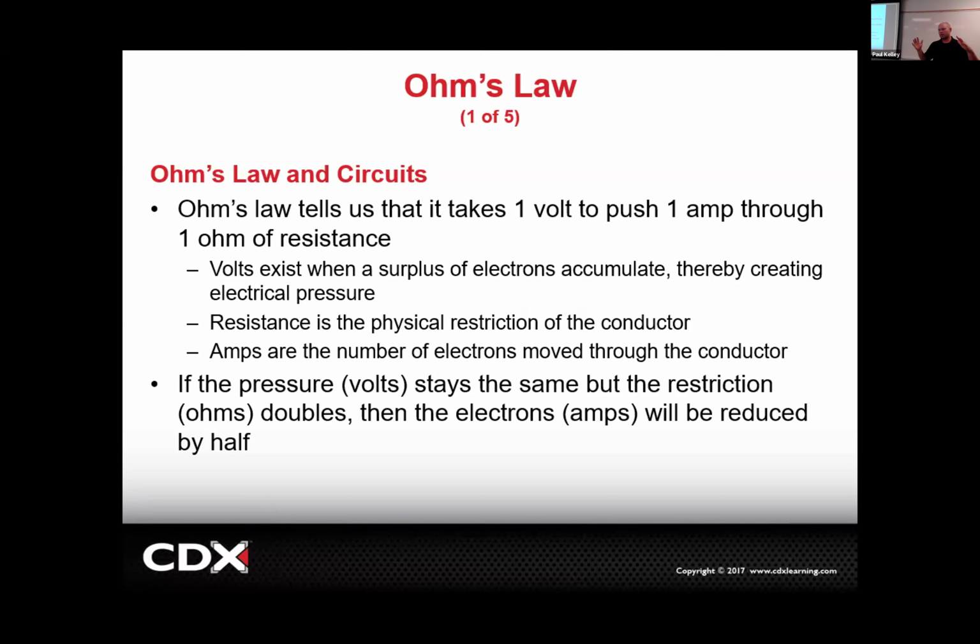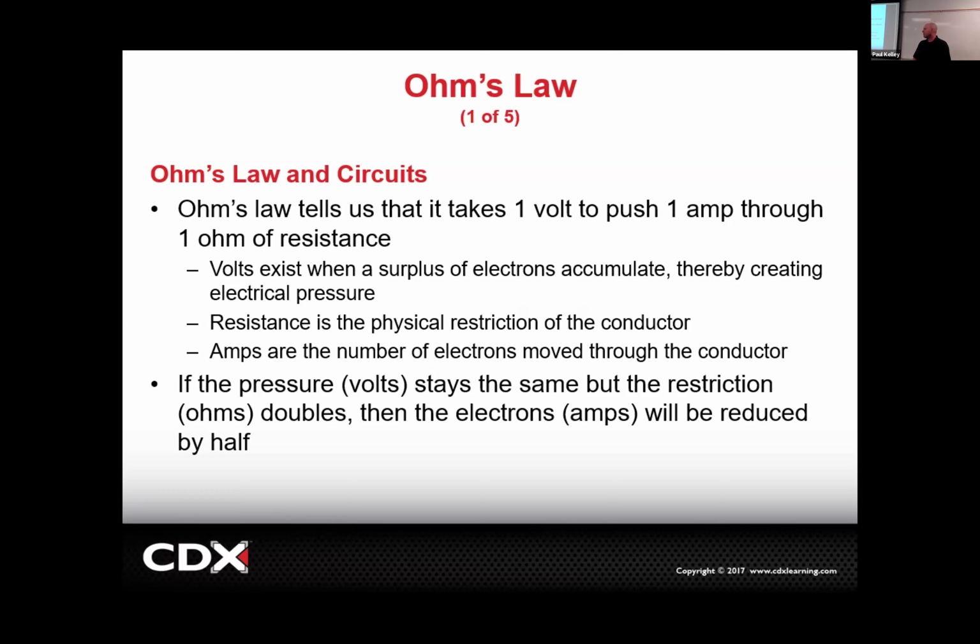That's what it's really looking at, okay? And then if you remember, what is resistance? Resistance is the physical restriction of the conductor. So that means that's the resistance of the electrons. For me, I a lot of times think of traffic. If you get on the freeway and it's wide open, you have very little resistance, and a lot of cars can move out.